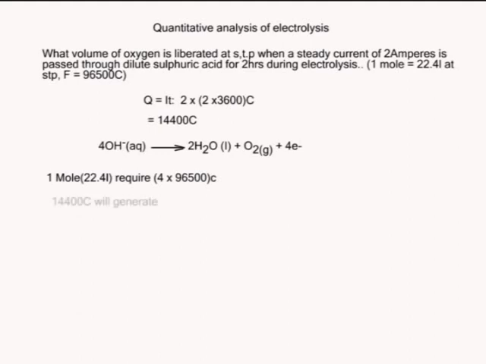So if we passed 14,400 coulombs, how much oxygen will we liberate? So we'll have 22.4, that is 1 mole of a gas, times 14,400 coulombs divided by 4 times 96,500. And that will give me 0.13 liters. 0.13 liters of a gas will be liberated when 2 amperes of current is passed over dilute sulfuric acid for 2 hours during electrolysis.